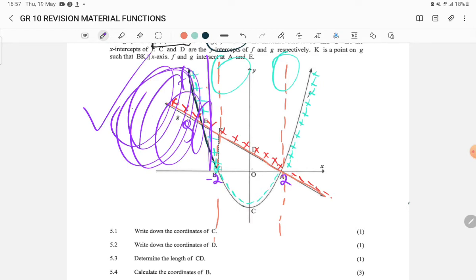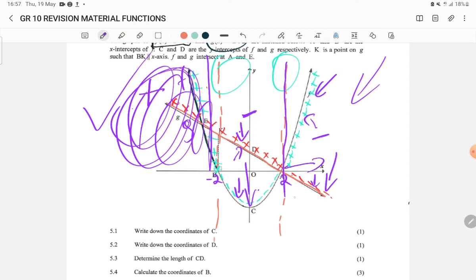Then what happens after negative 2? After negative 2, you can see that this graph is negative and this one is positive. Positive times negative gives you negative, so here we have negative. Then after 2, you can see that f(x) is positive and g(x) is negative. So positive times negative becomes negative, which means after 2, everything becomes negative.